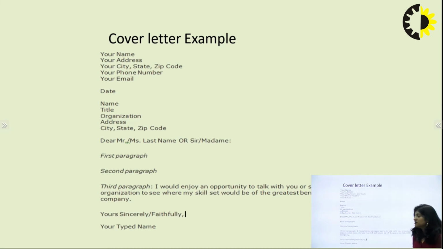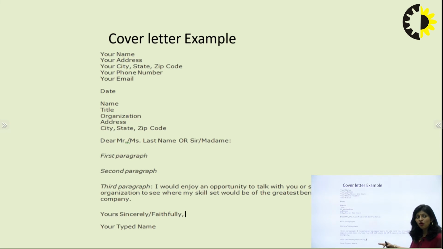After that you can write the name of the person, Dear Mr. Verma. If you have written Mr. or Doctor, whatever the title the person has, you need to write that. And then after that you write Dear Mr. Verma. Then you need to write the first paragraph, second paragraph and third paragraph. What you will write in these paragraphs, I will discuss later. First I need to explain the structure of the covering letter.